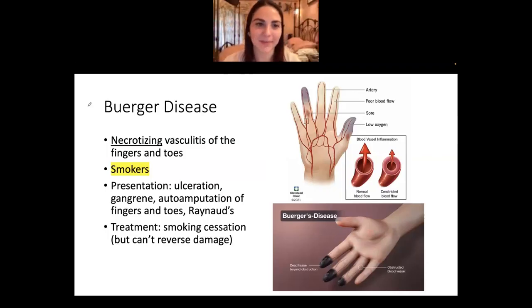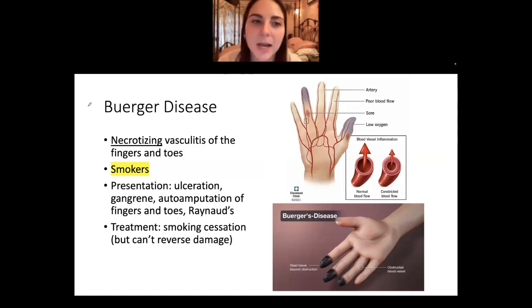I love him. Okay. So this is a necrotizing vasculitis of fingers and toes. Again, you're going to see death; you're not really going to see granulomas. I only have one slide on this because it's literally going to be in a smoker who is losing their fingertips and toes. So you're going to see gangrene, ulcers, auto-amputation of fingers and toes. You might see Raynaud's phenomenon before that. But it's all about smoking.